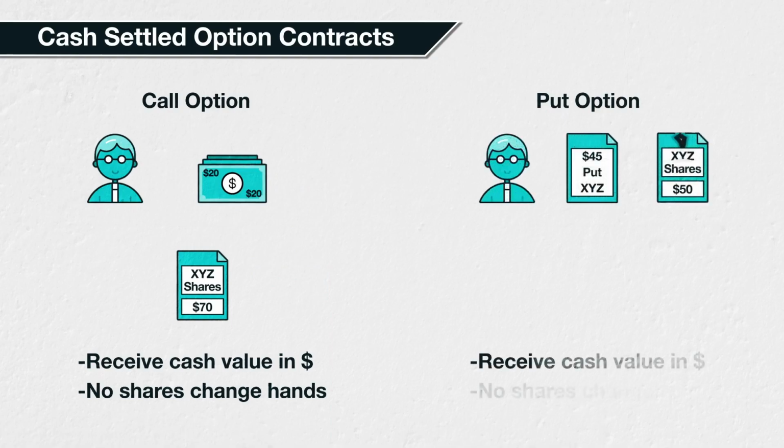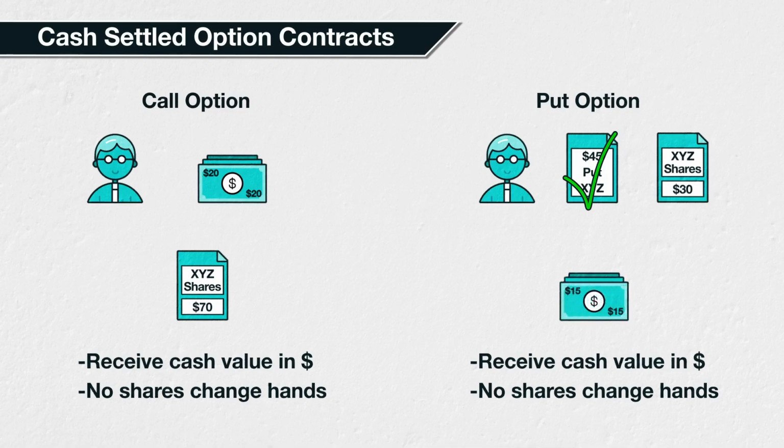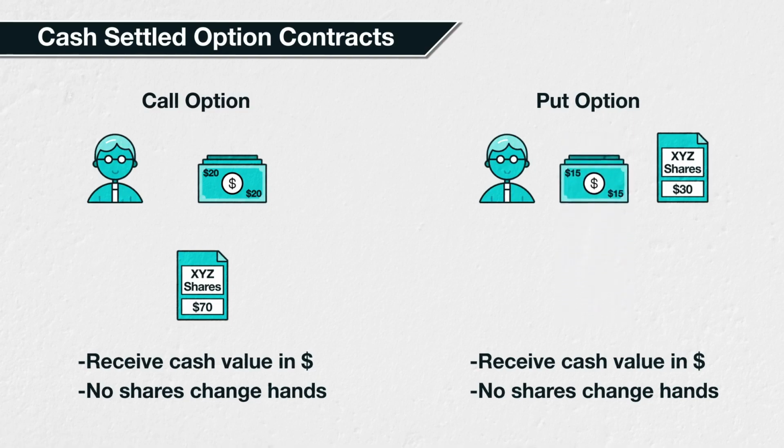Imagine a put option for stock XYZ with a strike price of $45, and that this put option is cash-settled. Let's assume the current price of XYZ has fallen to $30, and the put option buyer exercises their right to sell XYZ at $45 per share. As this contract is cash settled, it is just the difference between the strike price of $45 and the current price of $30 that is paid in cash to the put option buyer. In this case, this would be $15 per share, which is calculated as $45 minus $30. So $15 per share is paid into the put option buyer's account.